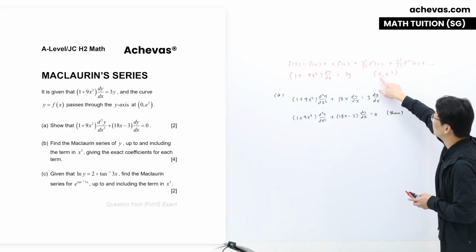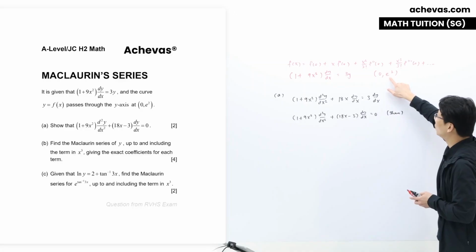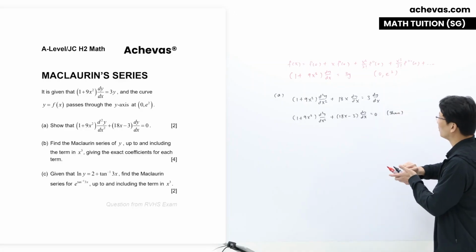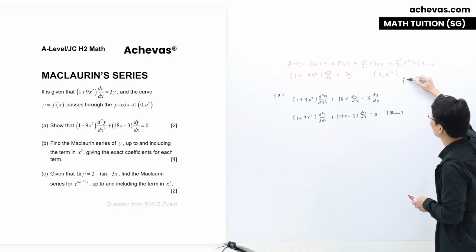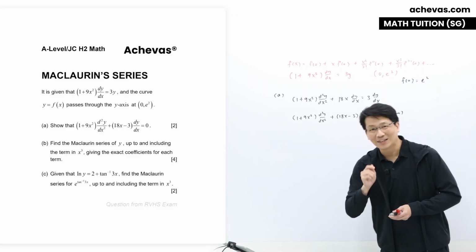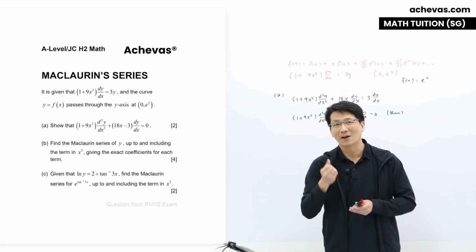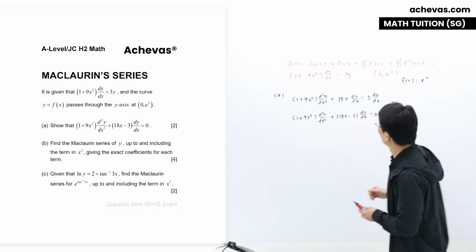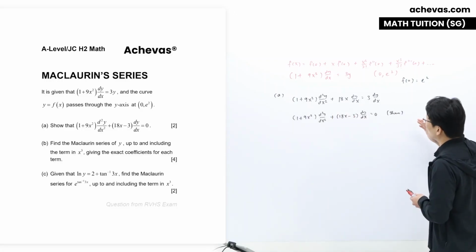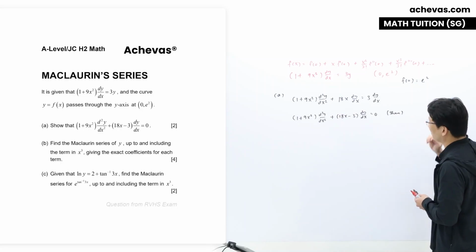Look at this. When x equals 0, you will get e². So basically, they are already telling you that f(0) is equal to e². So we don't really need to know the original equation in order for us to find the Maclaurin series.